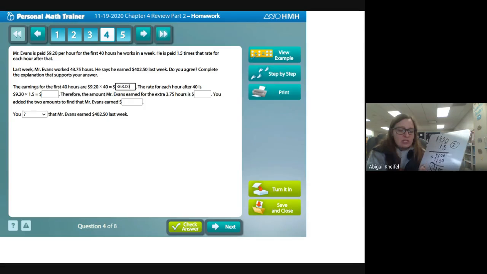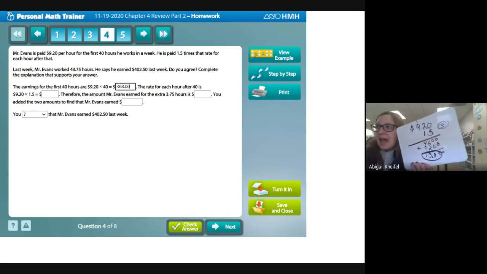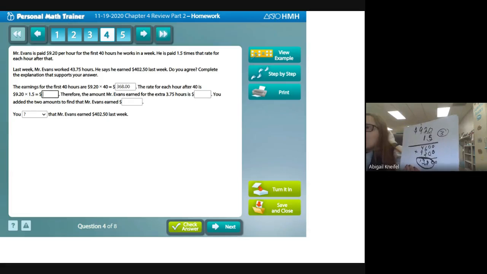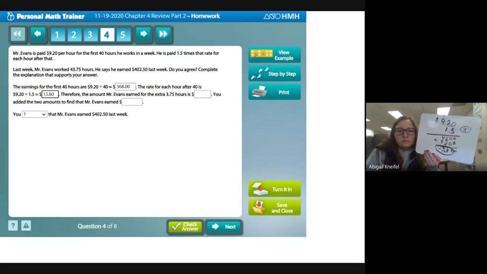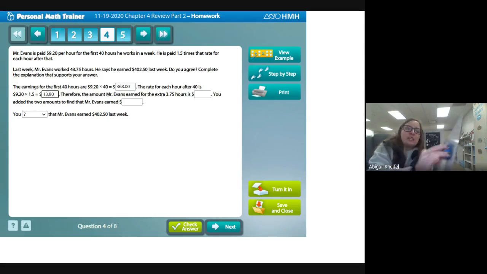He makes $13.80 for each hour of overtime. Give me a thumbs up if you agree with that number. All right. So now we have to see how much dollars he earned. And it says, therefore, the amount Mr. Evans earned for the extra 3.75 hours is what? So what 2 numbers do I need to multiply here? Raise your hand if you would like to answer this question for me. Use the raise your hand button. What 2 numbers do we want to multiply here?